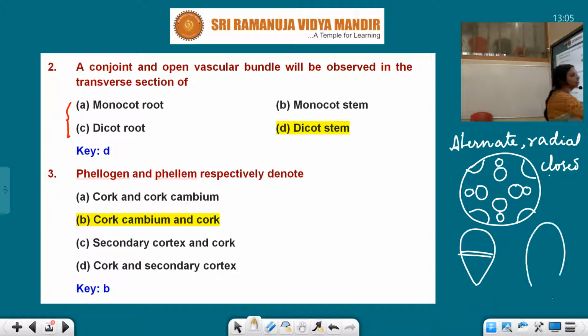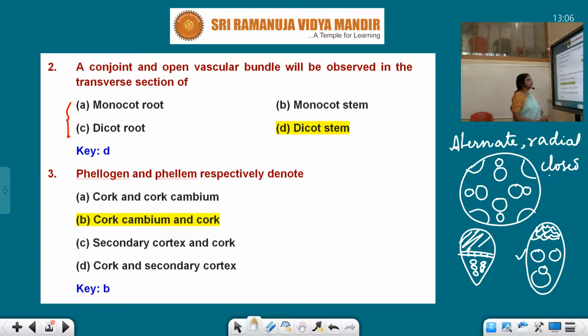Whereas in monocot, the vascular bundles are like this. The upper part is phloem, and the lower part is xylem. These two are metaxylem, and this smaller one is protoxylem, towards the pith. And this is lacuna. This is the structure of the vascular bundle of monocot stem. Whereas in dicot stem, this part is phloem, this is cambium and this is xylem. So the question is a conjoint and open vascular bundle; it is seen in dicot stem. This is the answer.